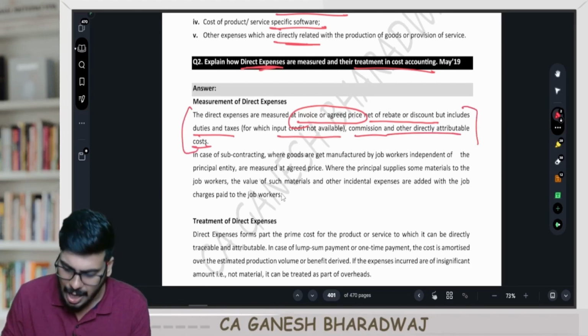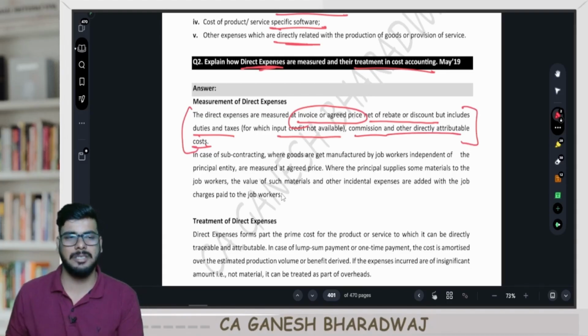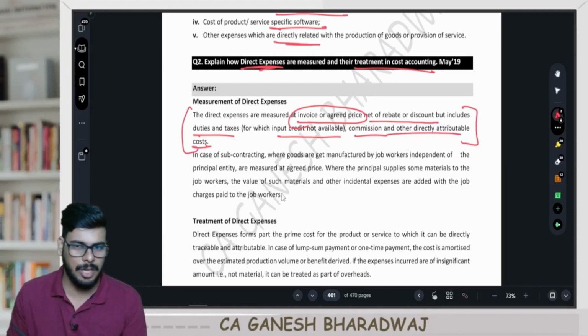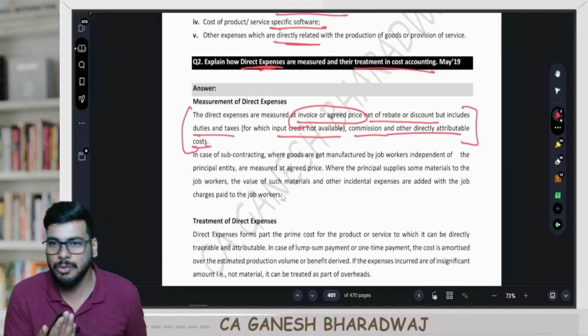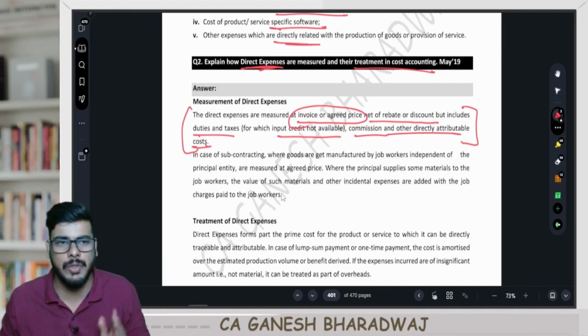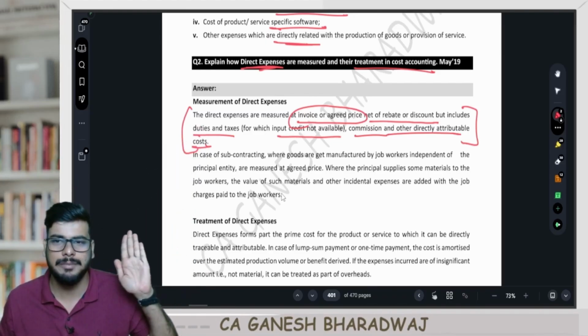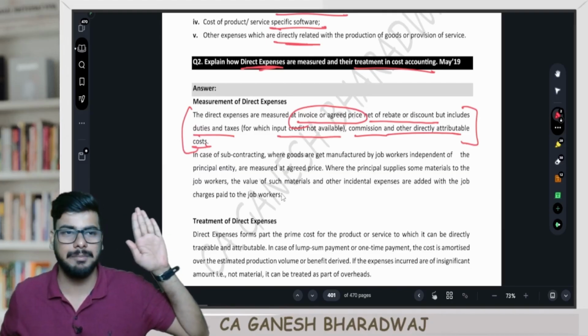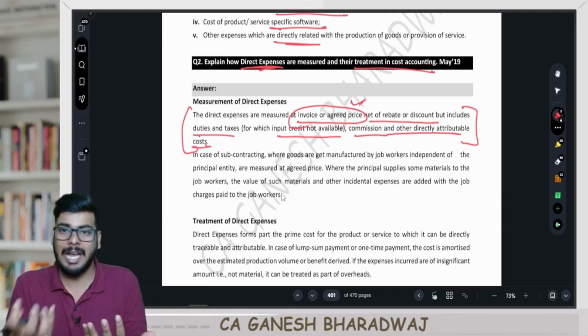So basically, how do you value the direct expenses? When you're accounting for direct expenses, you need a supporting voucher, no? You need a document based on which you account. For example, I'm paying royalty to Suzuki. Suzuki will give me an invoice, correct? Or they will give me an agreement, correct or not? Based on that only, I will arrive at the value.